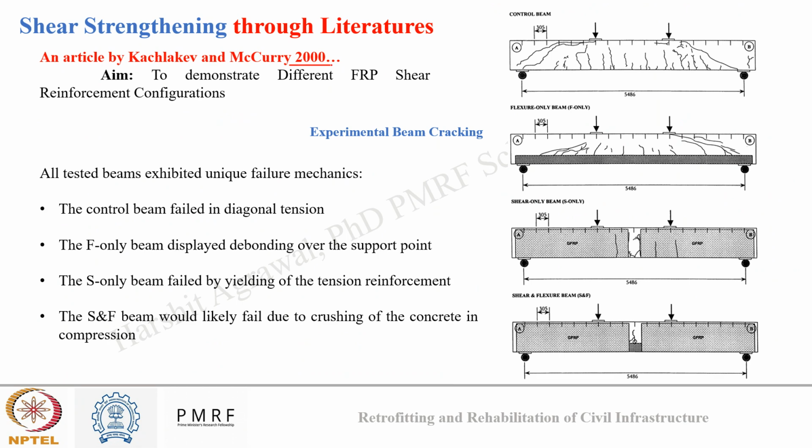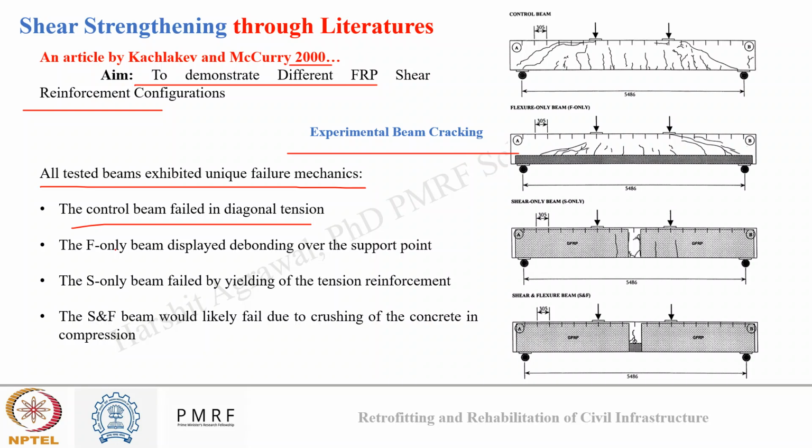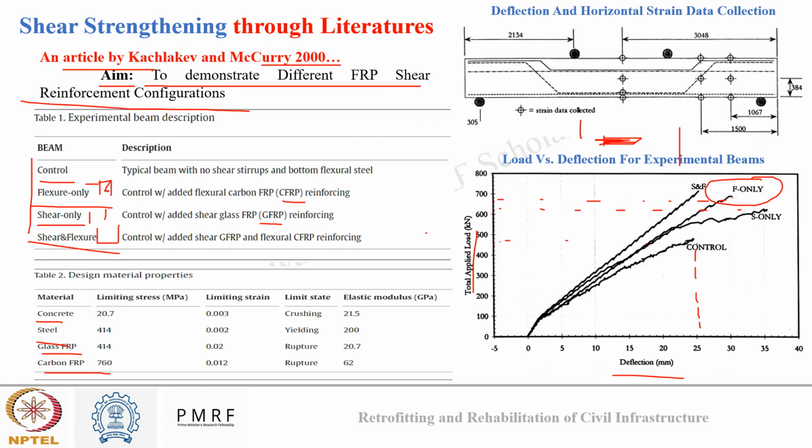Okay, one more article was published in 2000 which demonstrated different FRP shear reinforcement configurations. So they tested all the beams for different configurations. They observed that the control beam was giving diagonal tension failure. The same article also checked for failure pattern. So they saw that in the control beam, there was diagonal tension failure. In flexure only beam, there was debonding at the supports that they observed. In shear only beam, they observed that yielding of tensile reinforcement was happening, while in shear and flexure beam, there was crushing in concrete and compression that led to failure. So these both slides were for the same paper.